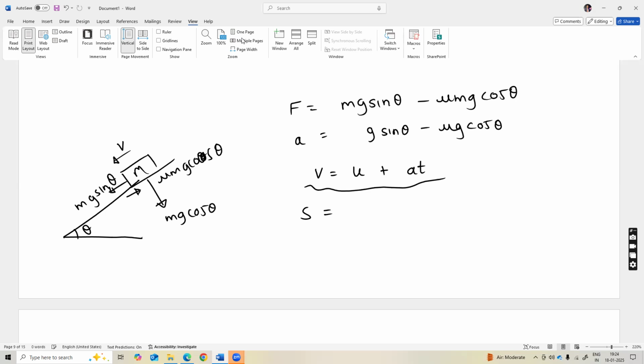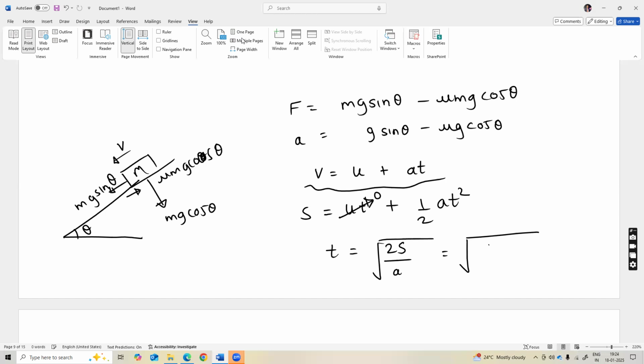S is equal to ut plus half at square. And let's assume that the initial velocity u is 0. Okay. So t is basically equal to the square root of 2s upon a. So it will be equal to the square root of 2s divided by a, which here is g sine theta minus mu g cos theta.